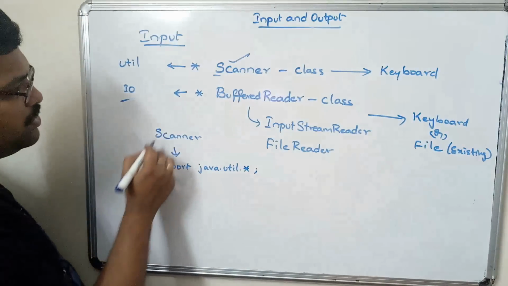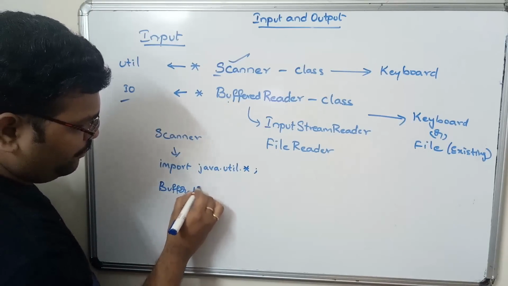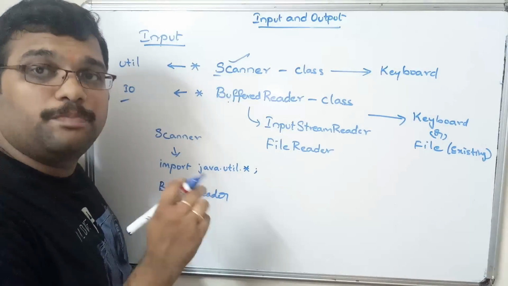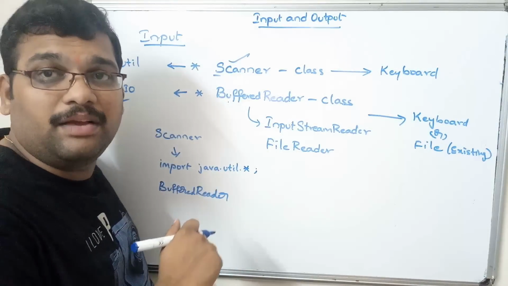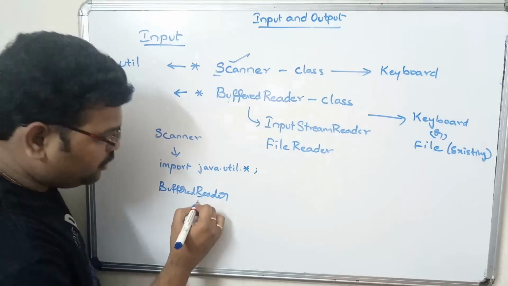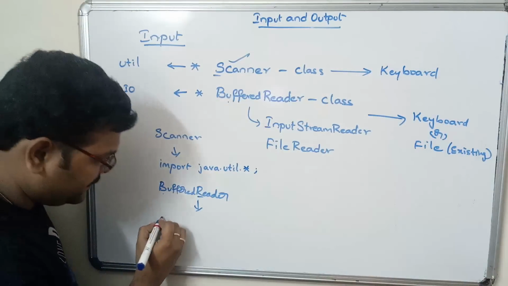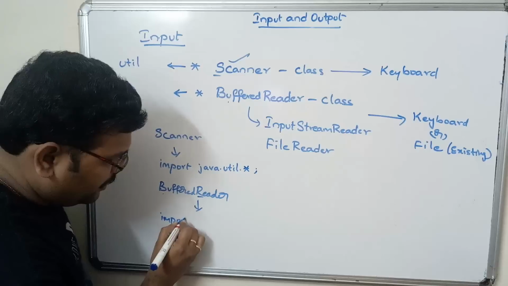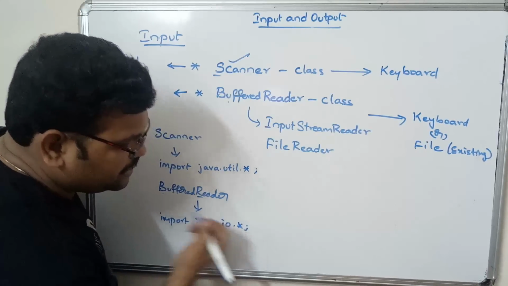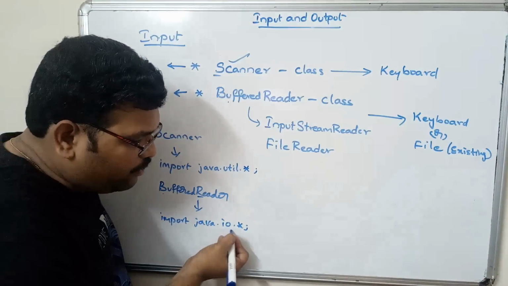Similarly, if you use the BufferedReader, here also the first character of each word should be a capital letter. We have seen this in the naming conventions, right? So BufferedReader, with B capital and R capital. If you want to use the BufferedReader, we have to import the IO package. For that, import java.io.star, right? Or simply we can write java.io.BufferedReader.